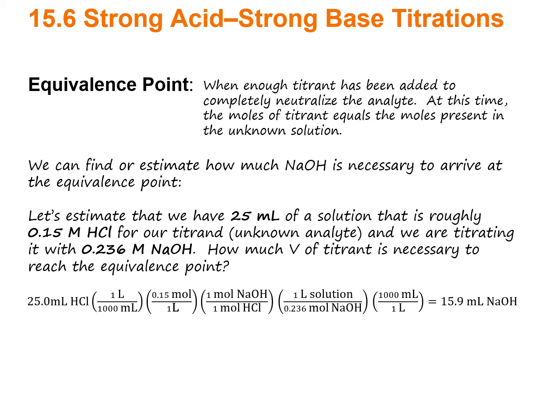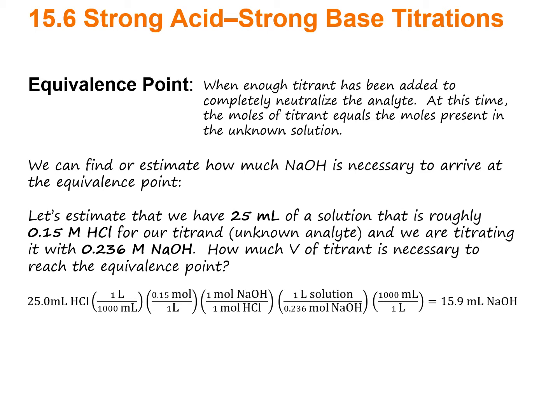And so we start with 25 milliliters of HCl and do the conversions to get it into liters. We end up figuring out we have that 0.15 molar. And notice we're starting with the volume of the HCl, not the volume of the sodium hydroxide here. That's because we're estimating how much sodium hydroxide we need to add. So we convert that over to moles, and then we know the stoichiometry is 1:1. And so now we're looking at moles of sodium hydroxide, and we use the molarity of the sodium hydroxide to figure out how many liters it's going to take to deliver that many moles.